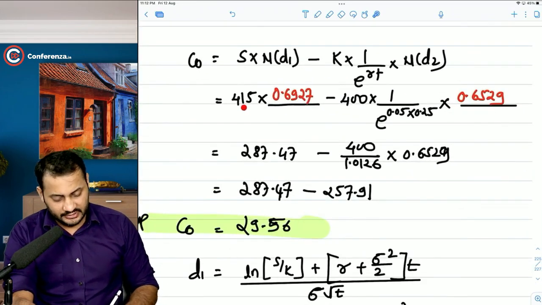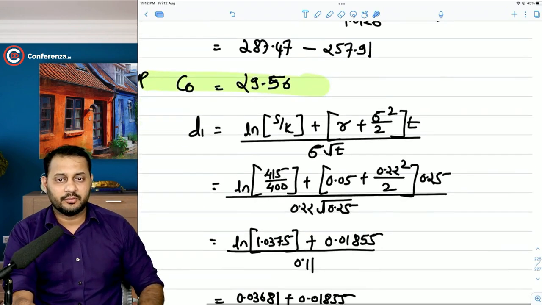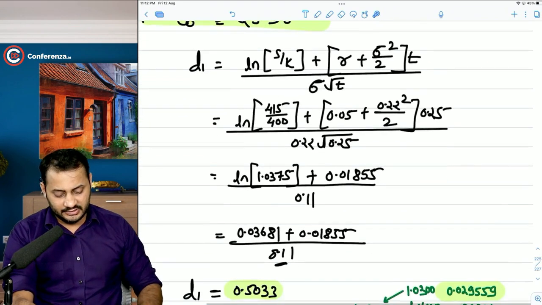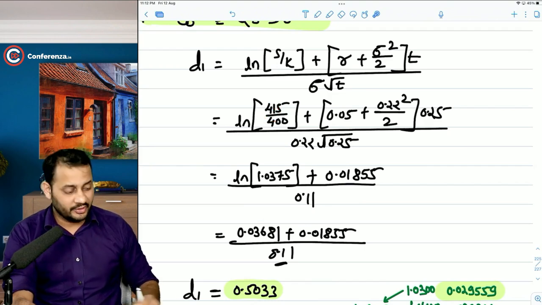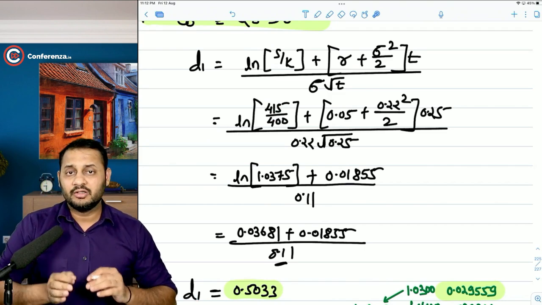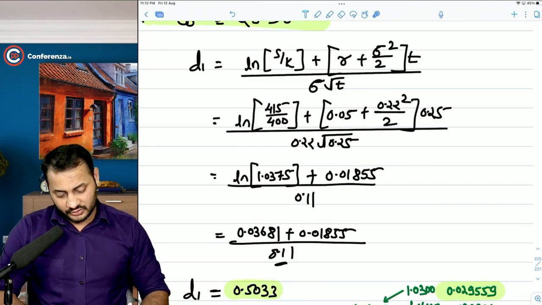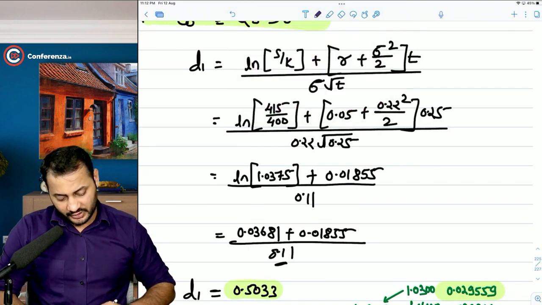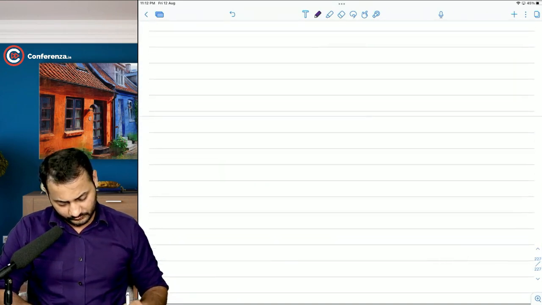You will be replacing this part. You will keep 380 here. Okay. That's not a problem. The problem will start in this part. Instead of 415, you will keep 380 here. Okay. 380 divided by 400. When you do 380 divided by 400, it will give you the value of 0.95. So the natural log that you will have to calculate is of 0.95. Let's do that.